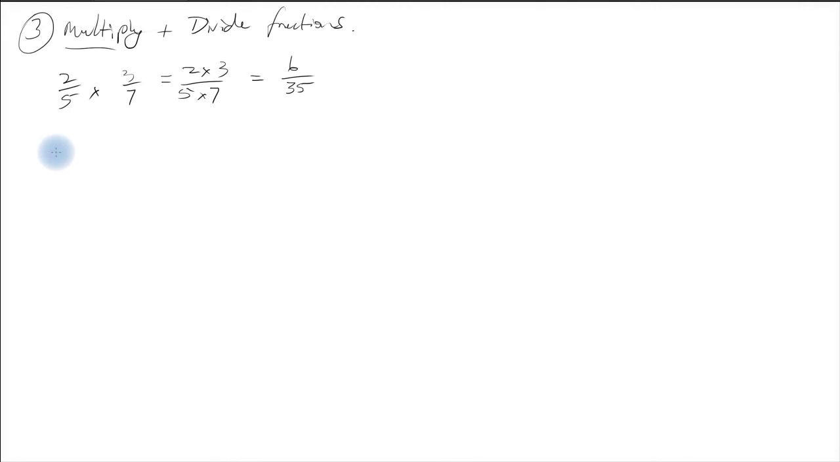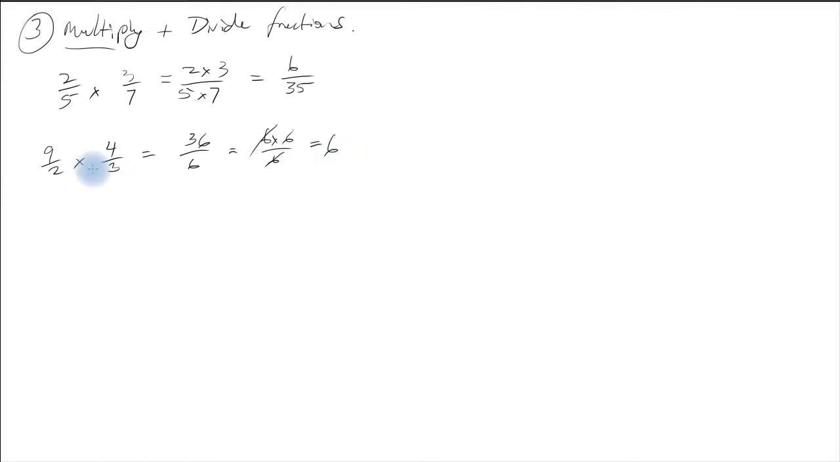Let's do one more example. 9 on 2 times 4 on 3 gives us 9 times 4 is 36 on 6. Now you notice that we can simplify this. 36 is 6 times 6, and 6 times 6 on 6 leaves us with 6.